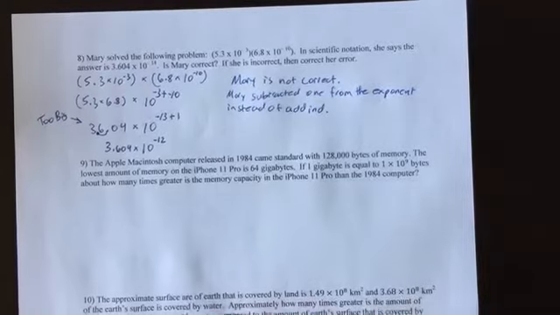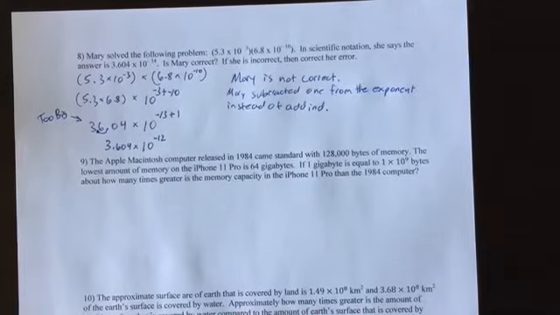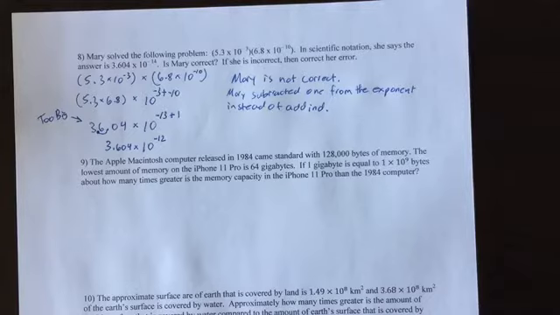So 9. This one's kind of fun. The Apple Macintosh computer released in 1984 came standard with 128,000 bytes of memory.